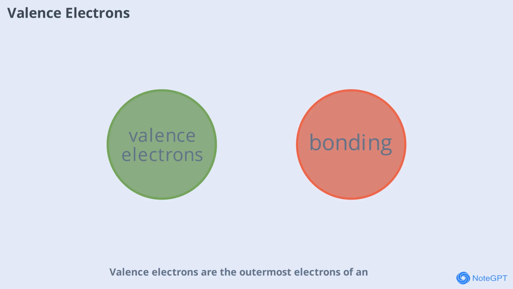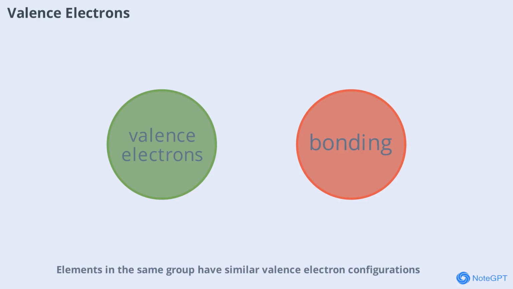Valence electrons are the outermost electrons of an atom and play a key role in chemical bonding. These electrons are involved in forming bonds with other atoms, either by being shared, gained, or lost. The number of valence electrons determines an element's chemical properties and its place in the periodic table. Elements in the same group have similar valence electron configurations, which is why they often react in similar ways.